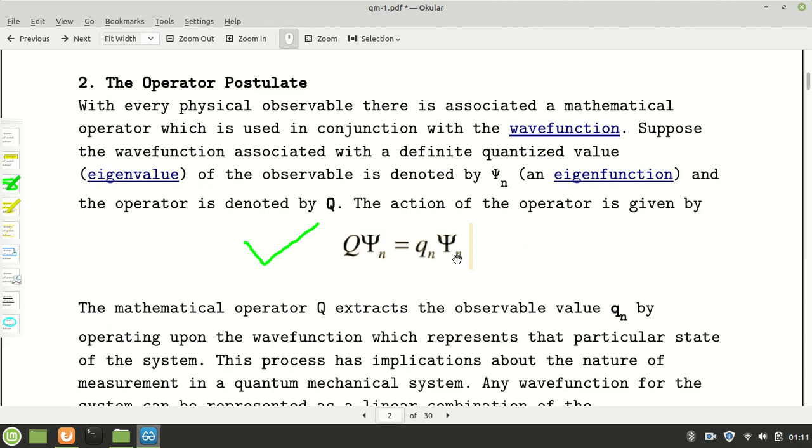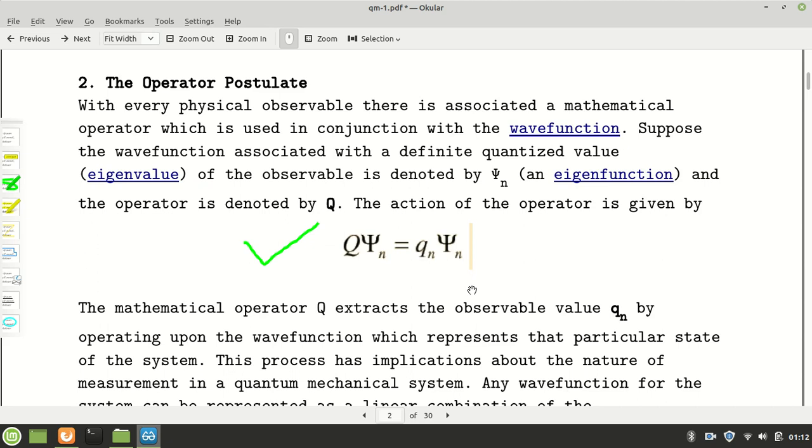You can call the wave function an eigenfunction because this equation is familiar to you. This was in a matrix equation. Matrices can follow the eigenvalue equation, and here the eigenvalue is qn because the wave function is reproduced by operating the operator Q on the wave function, but with a multiplicative constant qn. Here qn is called the eigenvalue, and psi n, the wave function, is often called the eigenfunction corresponding to that eigenvalue qn. Okay, so this is the second postulate of quantum mechanics.